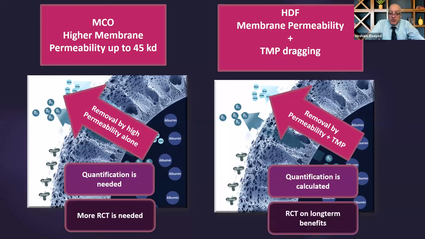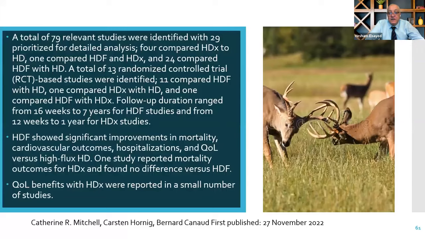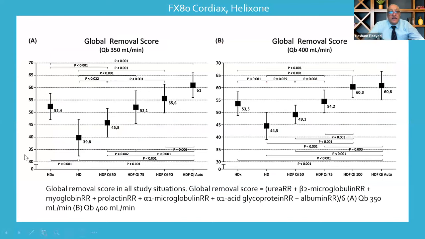We have some randomized controlled trials on the long-term benefits of hemodiafiltration. In a systematic review comparing the outcome between HDX and hemodiafiltration in patients with end-stage kidney disease, most of the literature says that both can achieve the same target of removal of uremic toxins. I am talking here about large uremic toxins, not small uremic toxins. Both are equivalent in that, especially if you are using a specific dialyzer for hemodiafiltration. Globally, you can achieve the target with either HDX or hemodiafiltration.